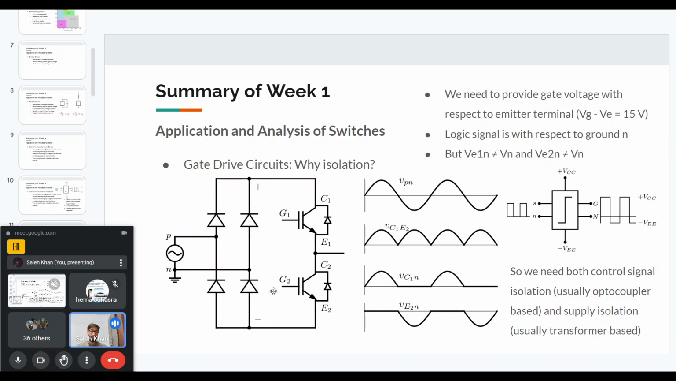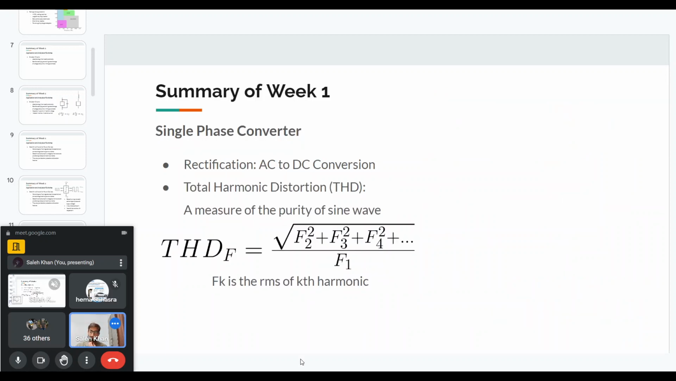But what I wanted to show here is that the emitters of both these IGBTs are not at the same potential as the power ground. So that is why, if we want to turn them on and off, the gate driver will require isolating elements. If you have any more doubts, then perhaps I can explain in the next session with some more details. But right now we'll have to move on.